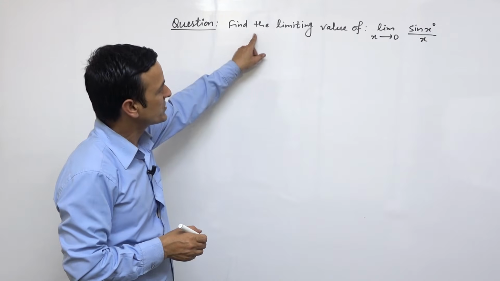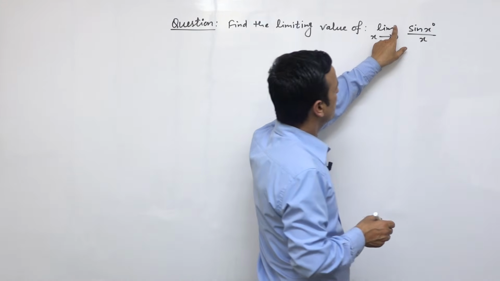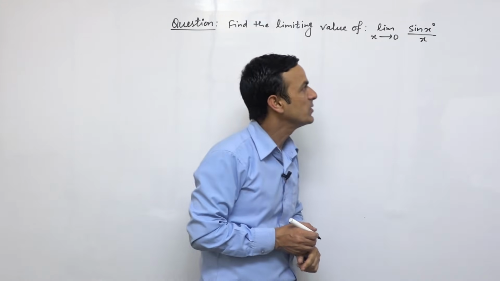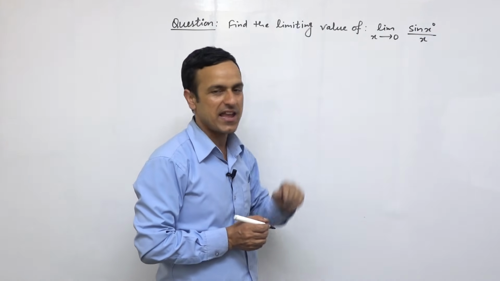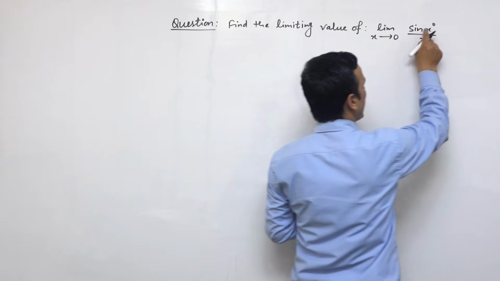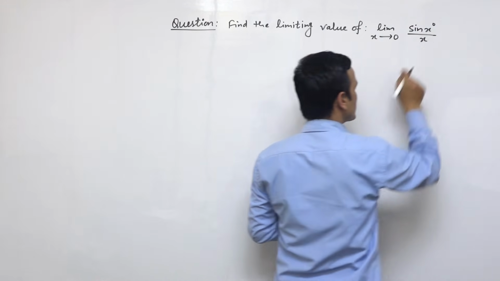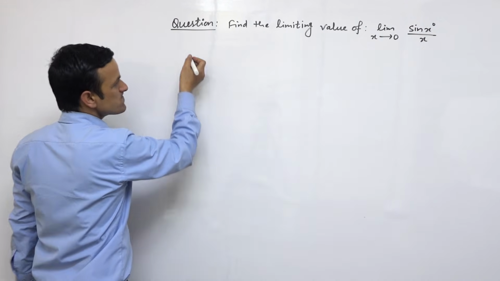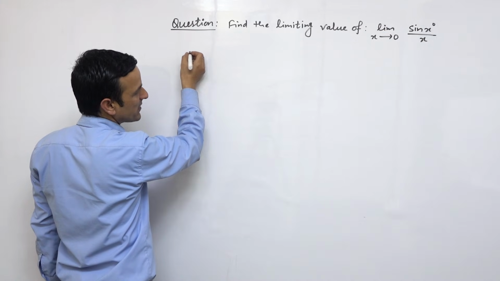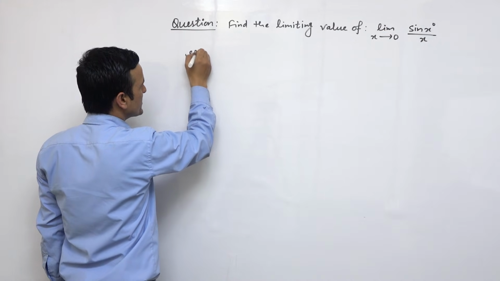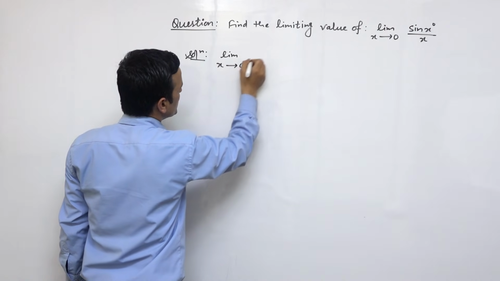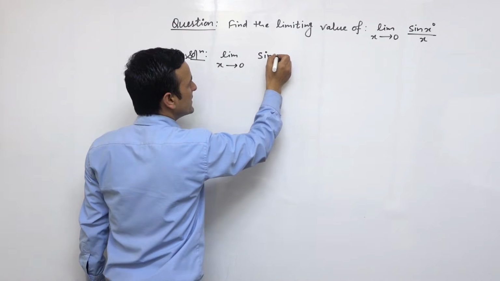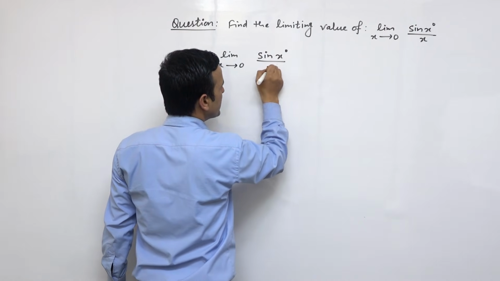So we have another question. Find the limiting value of limit x tends to 0 of sin x degree divided by x. So this angle of sine is expressed in degree. So this is another case of questions. So write down limit x tends to 0 sin x degree divided by x.